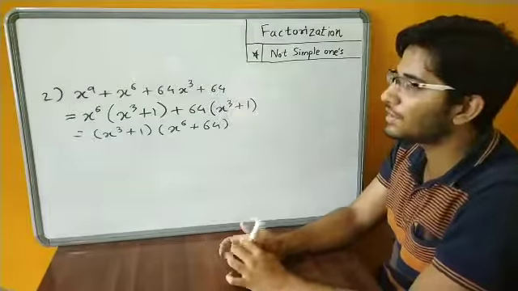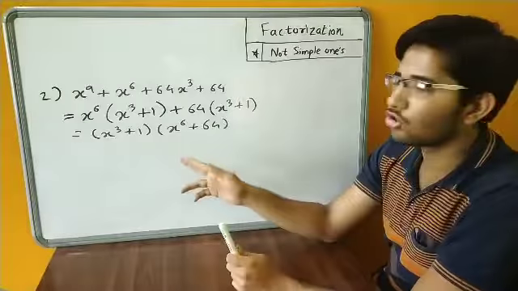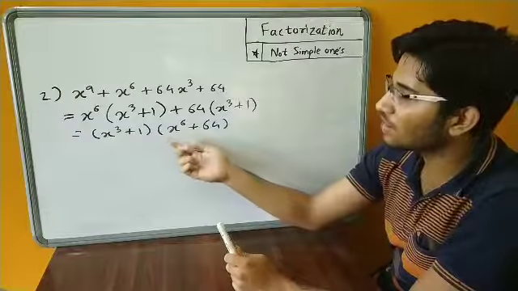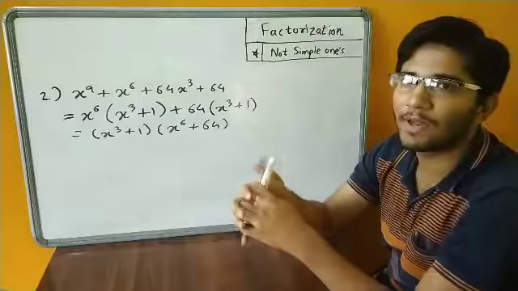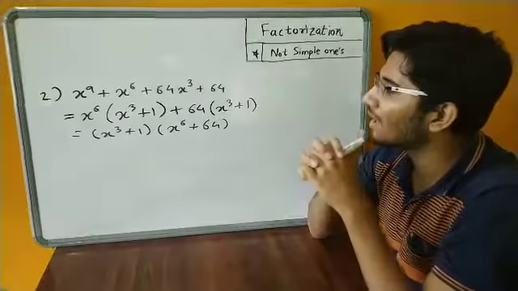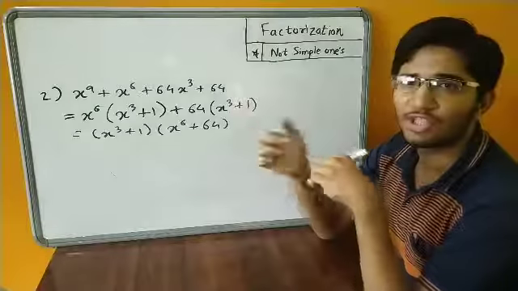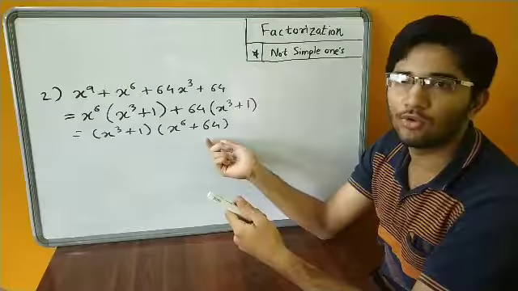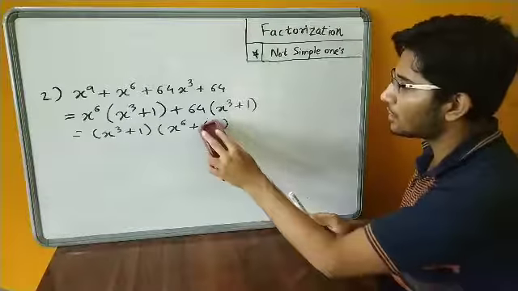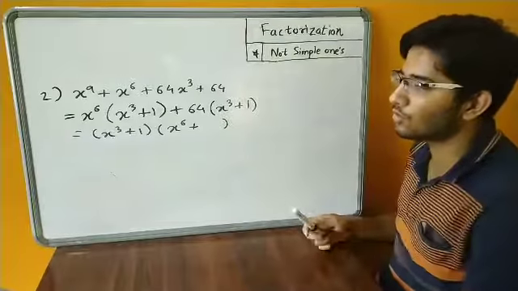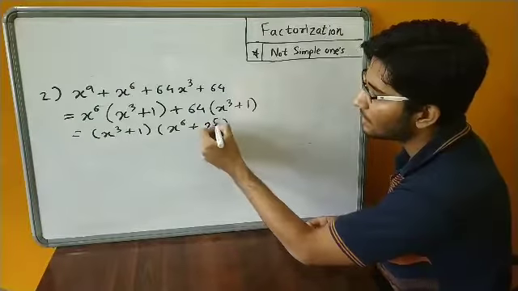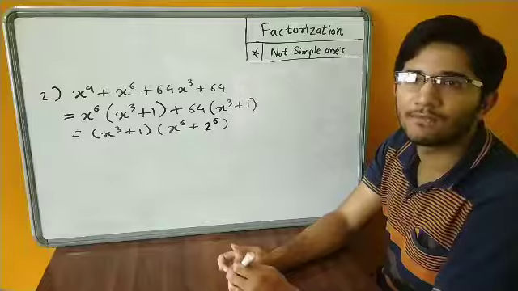Now if you think this is over, then no, it is not over yet, because x raised to 6 plus 64 also has some factors. But how can we get their factors? Now 64 is the 6th power of 2. So we can write 2 raised to 6 in place of 64. So we will write x raised to 6 plus 2 raised to 6.